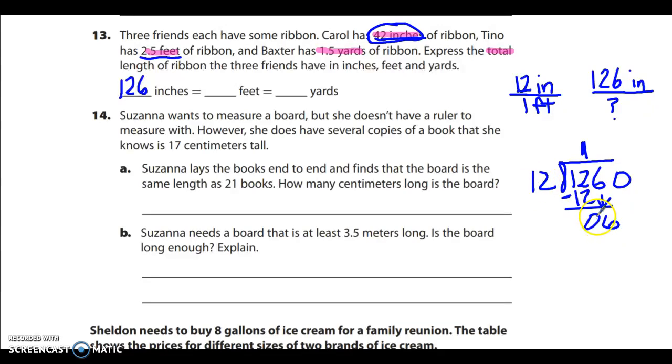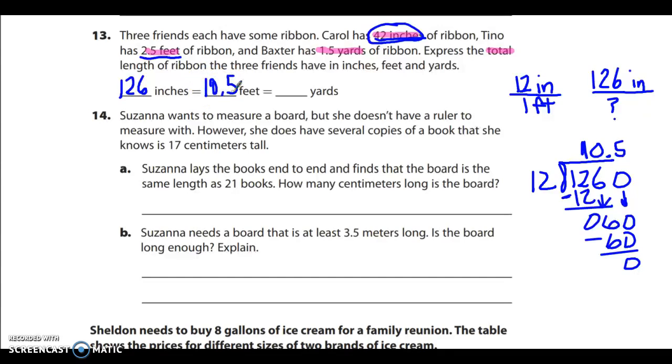When I have 12 doesn't go into 6, I can only annex a 0 here after I tell the quotient that 12 doesn't go into 6. Then I can annex a 0. So it's going to be 10.5. 10.5 feet.